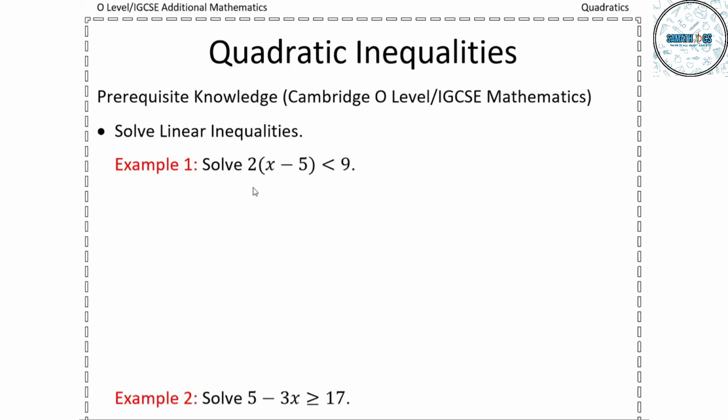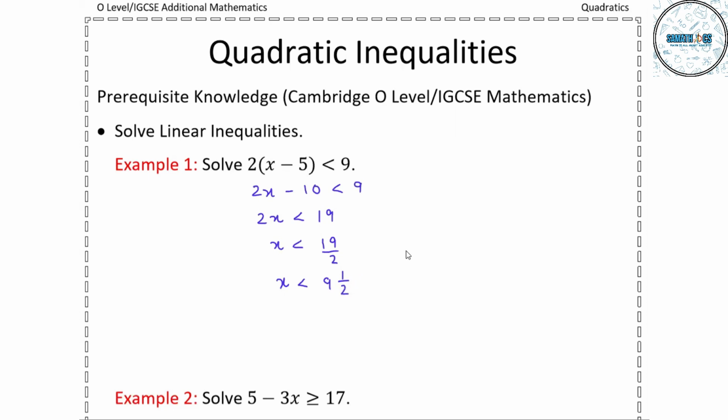First example is solve 2 times (x minus 5) less than 9. First of all, we will expand the bracket, we'll multiply 2 by x and 2 by minus 5. So we will get 2x minus 10 less than 9. Then we will take this minus 10 on the other side, so it will become plus 10. So this will become 19. Then x is less than 19 divided by 2. x is less than 9 and 1/2.